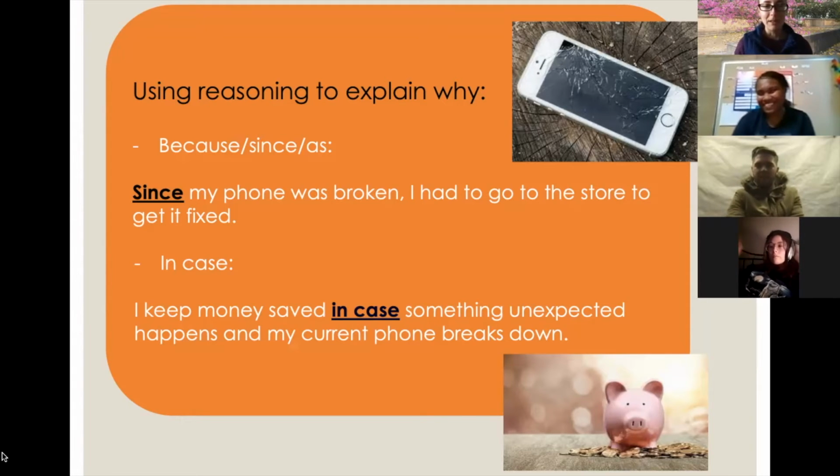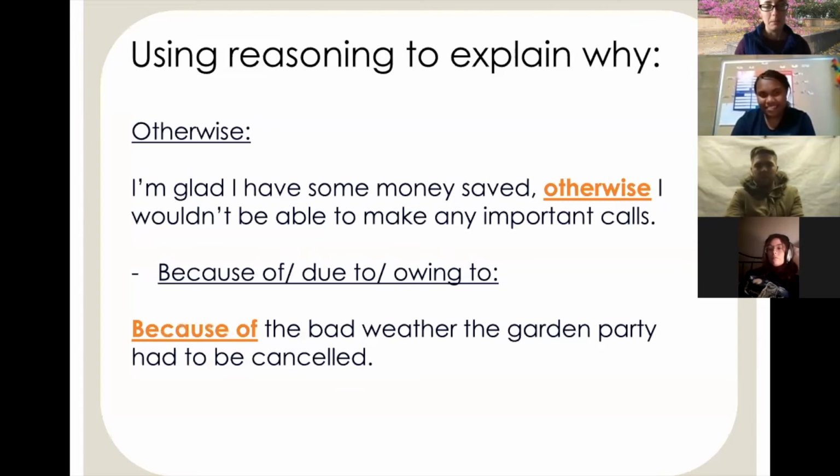Awesome. So that's a couple of different phrases you can use for explaining why. Now, a couple of other ones might be otherwise, or because of, or due to, or owing to. So one that we're using here, for example, is I'm glad I have some money saved. Otherwise, I wouldn't be able to make any important calls. Or otherwise, so if you haven't got enough service, you wouldn't have enough money on your credit. But I have some money saved. Otherwise, if my phone was broken, I wouldn't be able to make important calls.